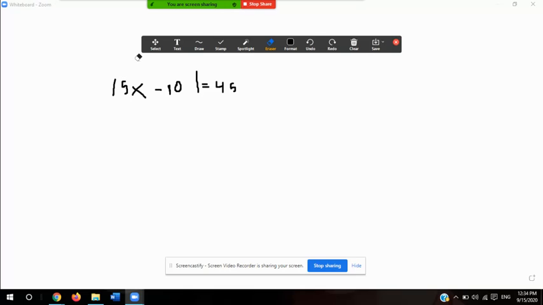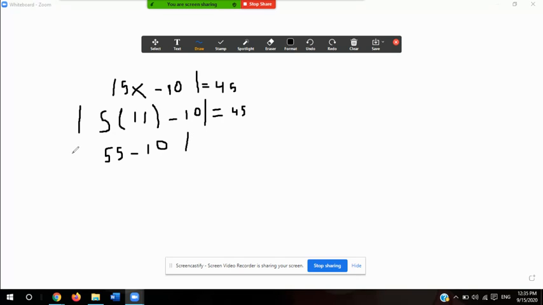So what we're going to do is simply say, well, 5 times 11 minus 10 equals 45. And of course, this is the absolute value. So let me write that here and let me write that there. And this is pretty simple. So 5 times 11 is 55. And then minus 10. Of course, we have the absolute value, and that equals 45.